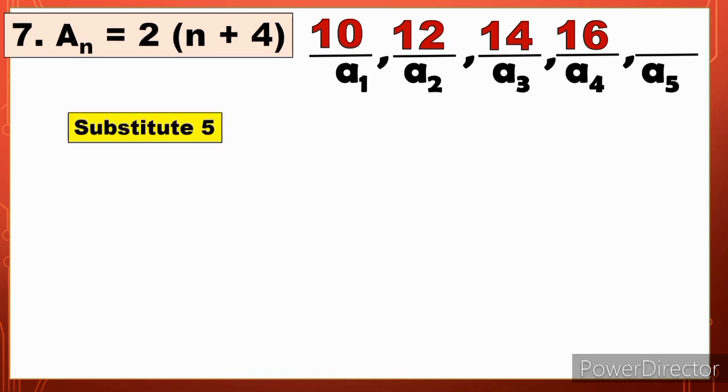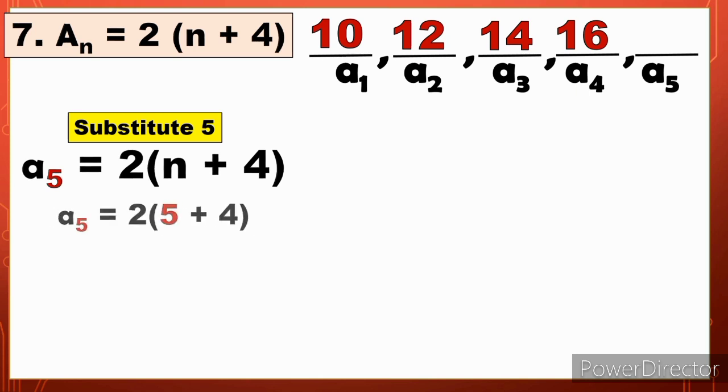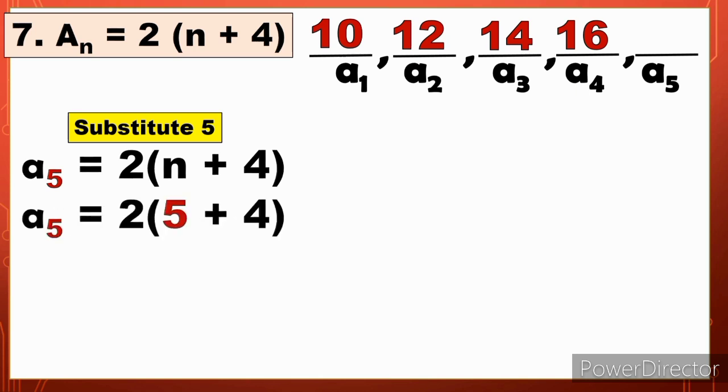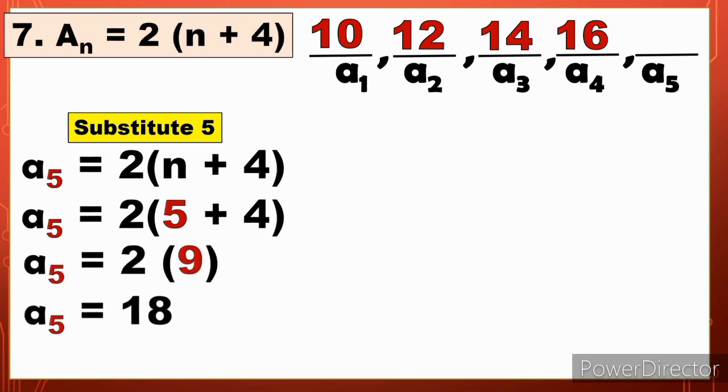And to find the fifth term or a sub 5, we substitute 5. So, therefore, we have a sub 5 equals 2 times the quantity of n plus 4. And then, papalitan natin yung n ng 5. So, it becomes a sub 5 equals 2 times the quantity of 5 plus 4. And then, simplify natin yung nasa loob ng parenthesis, which is 5 plus 4. 5 plus 4 is 9. Then, it becomes a sub 5 equals 2 times 9. Then, 2 times 9 is equal to 18. So, ang fifth term natin ay 18.